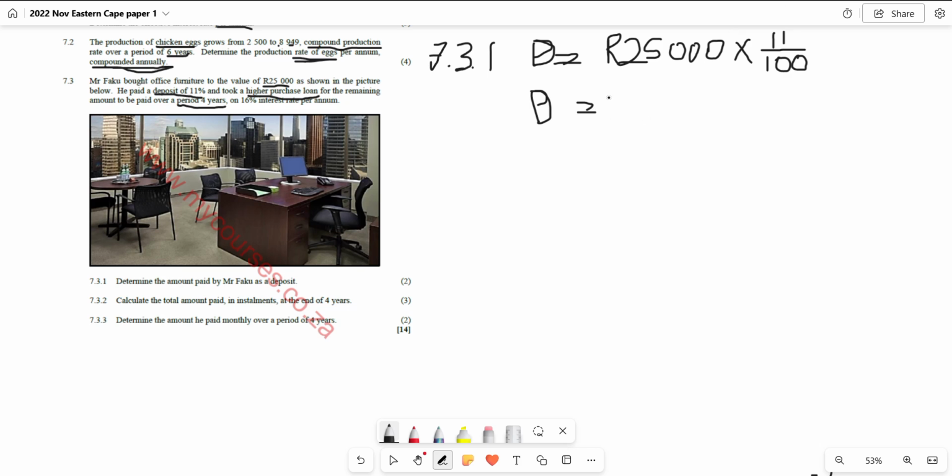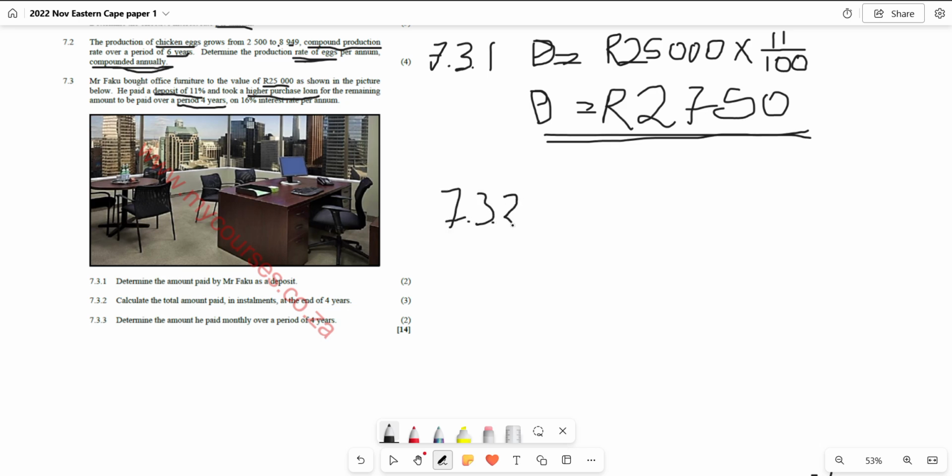That is going to give us a deposit. Then the deposit paid by Mr. Faku will be an amount of 2,750 rands. Then what is the deposit? It means there's an amount that Mr. Faku paid upfront before taking the furniture. It means 2,750 rand is an amount that is expected to be paid upfront before the furniture gets to be delivered. Therefore, there's an amount that Mr. Faku already paid before taking out the furniture.